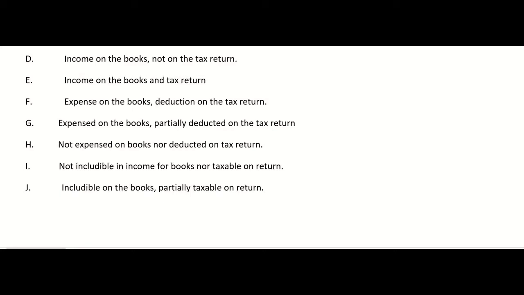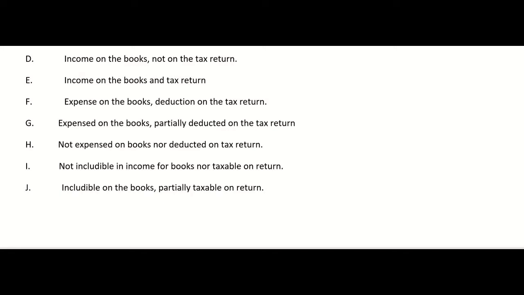When would you choose not includable in income for books, nor taxable on the return? Here I'm thinking stock dividends received. You get stock dividends, you're receiving shares of stock, not cash dividends. Stock dividends received are not income on the books, and they're not income on the tax return. All right, what about J?